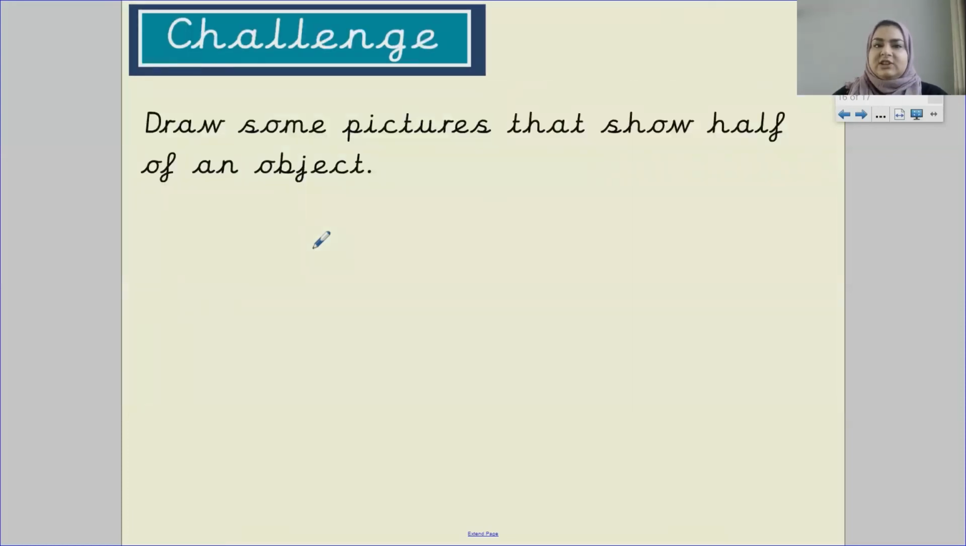Then for your challenge, I would like you to draw some pictures that show half of an object. You could possibly draw a teddy bear. And then you need to show half of the picture. Okay. And make sure that it's equal.